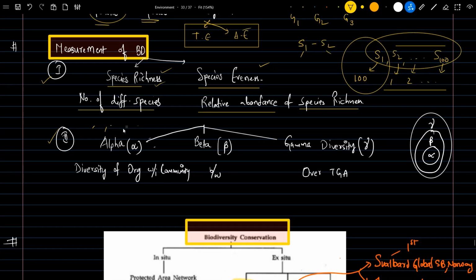Next, let's understand alpha diversity, beta diversity, and gamma diversity. If there is a diversity of organisms within a community, then it is called alpha diversity. If we are comparing diversity between communities, then it is known as beta diversity. Gamma diversity is the whole unit, meaning over the total geographical area. So we can simply classify it like this: alpha diversity is a subset of beta diversity, which is a subset of gamma diversity.